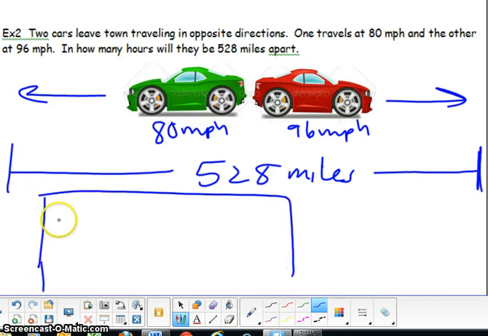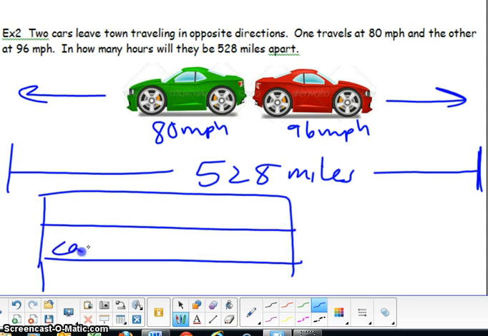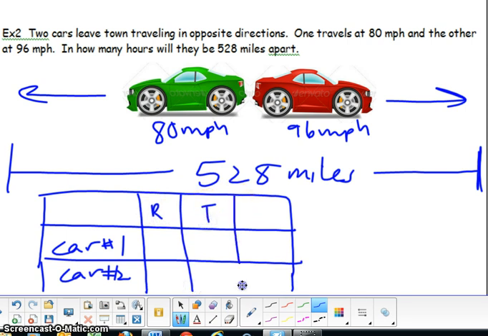Alright, so we've got car number 1 and car number 2. We know that distance equals rate times time, so that's going to help organize our chart: rate, time, distance. And it says that the rate of car 1 is 80 and the rate of car 2 is 96. It does say that they are leaving town in opposite directions, and it doesn't talk about the time, but they leave at the same time. So the time we're going to leave as t, meaning the same time.